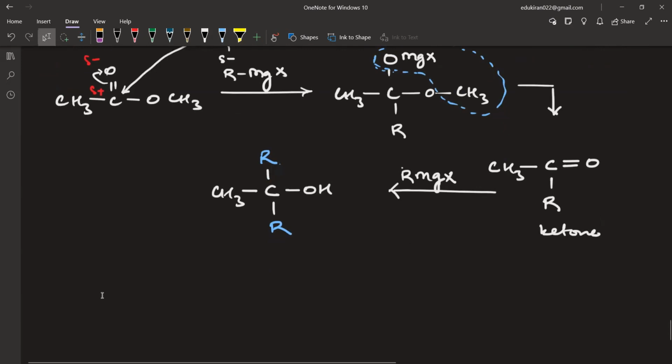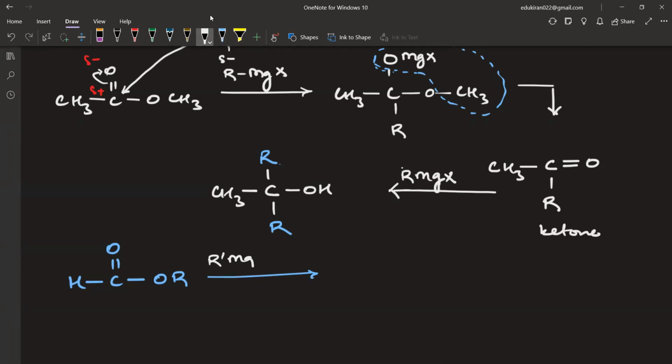Now, if a similar ester is present, and rather than CH3 here, please remember that this OCH3 does not have anything to do. This OCH3 is obviously going to get away. But if I have something like this, let us say hydrogen, carbon, double bond oxygen, and here you have O with any R group. And we are treating this with, let us say, my Grignard reagent R dash MgX. Then what is going to happen?